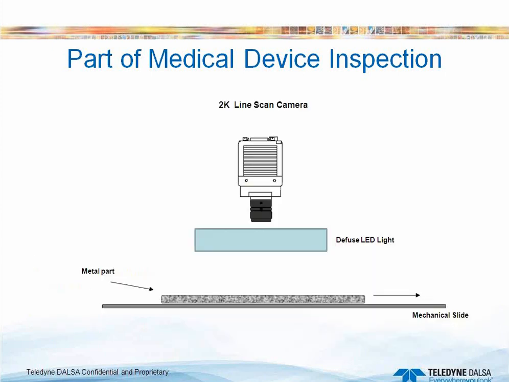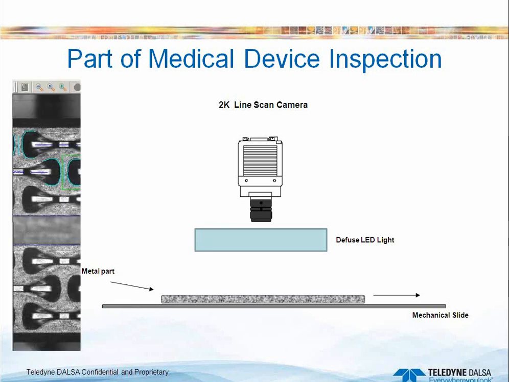So we use a 2K line scan camera. We use a nice diffuse light, and then the parts get moved onto the camera with a mechanical slide. And again, for the camera trigger, we get a start gate when the beginning of the part comes to the field of view, and then we get to the end. And the mechanical slide has an encoder that synchronizes the camera to the motion.